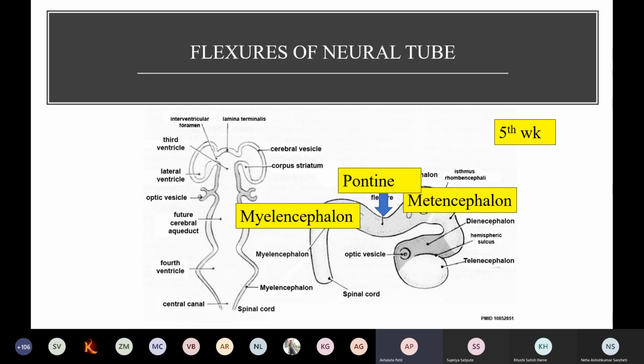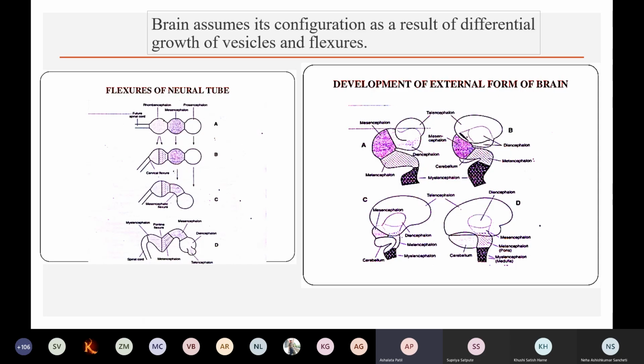Still further, there occurs, this is the same diagram. On the left side, you can see the major flexures. And on the right side, there occurs differential growth of the various vesicles of the forebrain, and further bending and remodeling take place. Ultimately, a final configuration of the brain is assumed. So the brain assumes its configuration as a result of this differential growth of vesicles and the flexures. The final appearance of the brain is this.